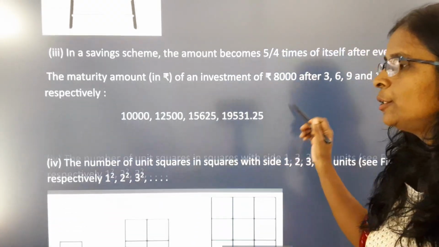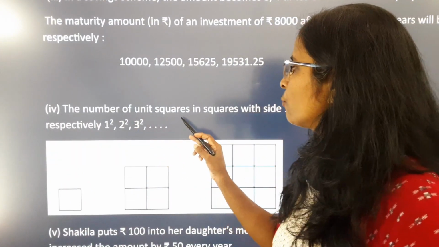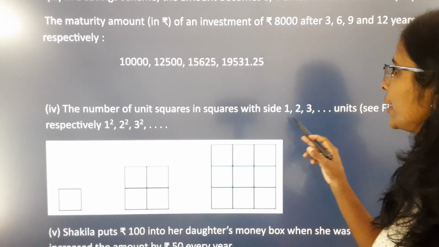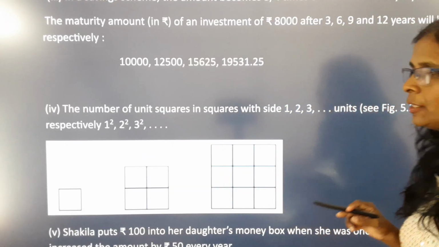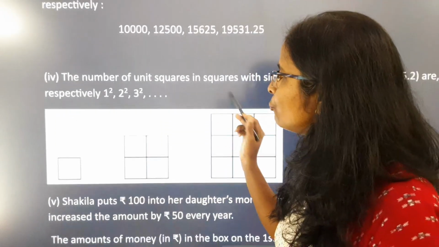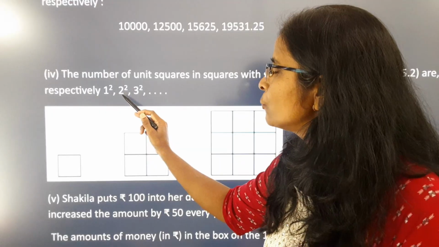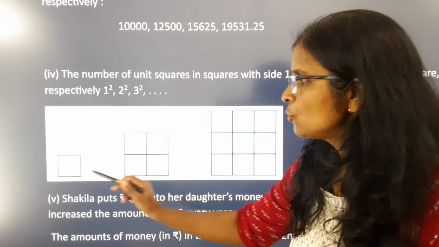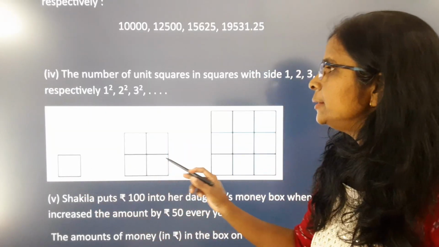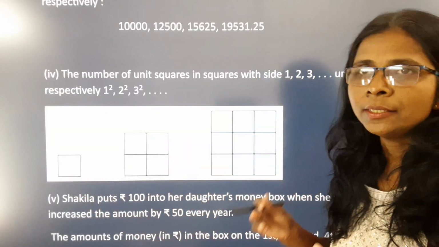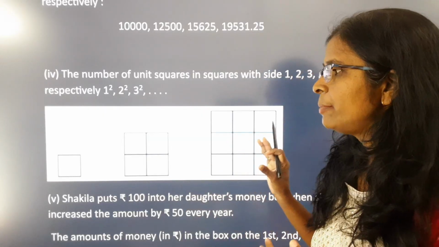Now the fourth example: observe the number of unit squares in squares with side 1, 2, 3 units. See the figure: the number of unit squares will be the square of 1, the square of 2, the square of 3. So this way, as the side increases, a pattern arises, and that means there is a specific pattern.